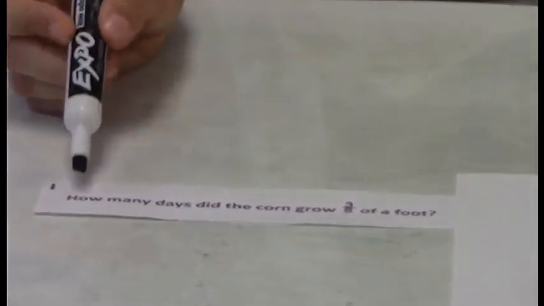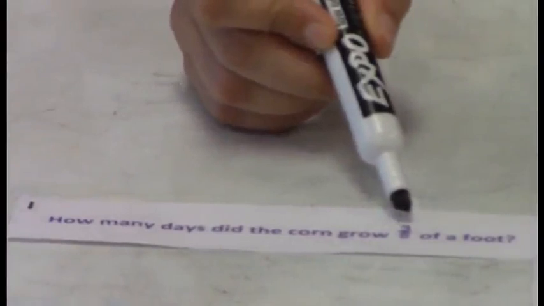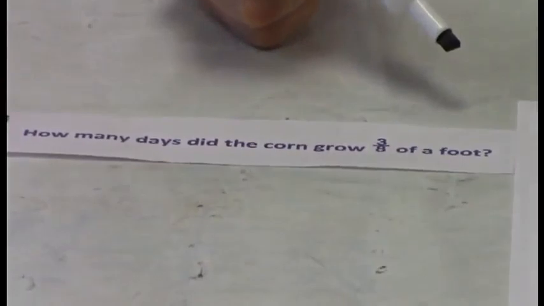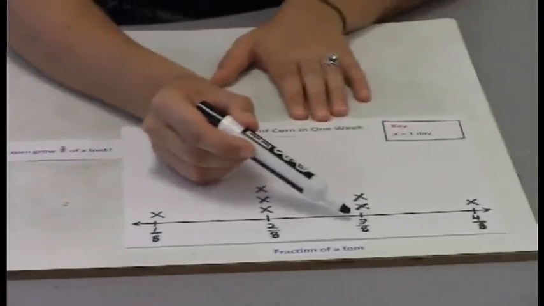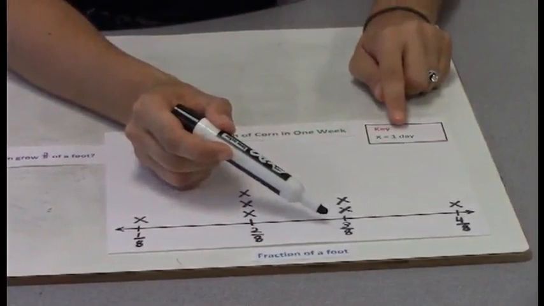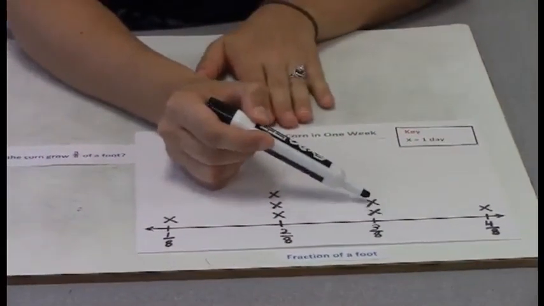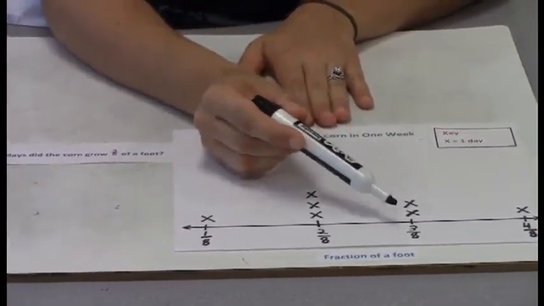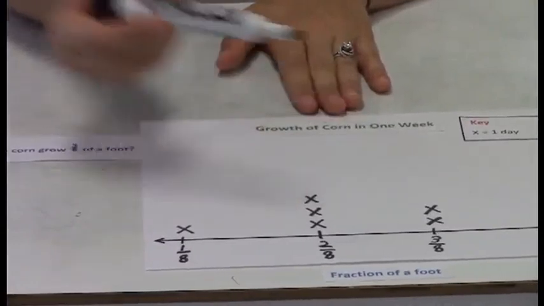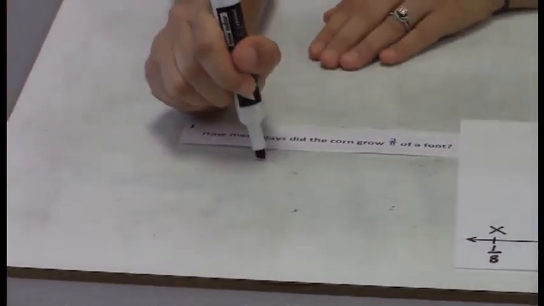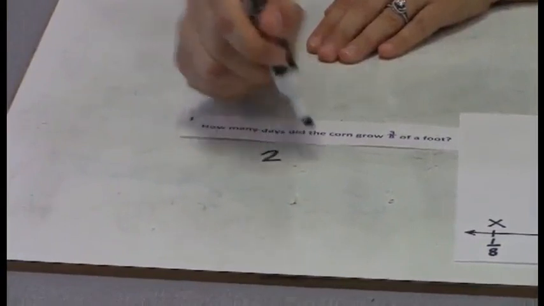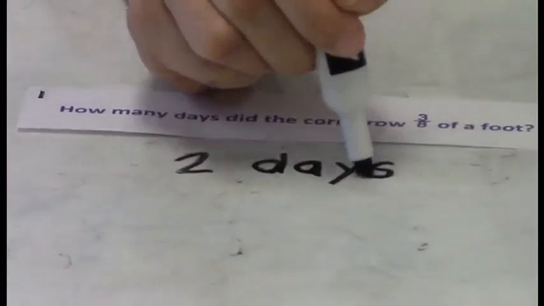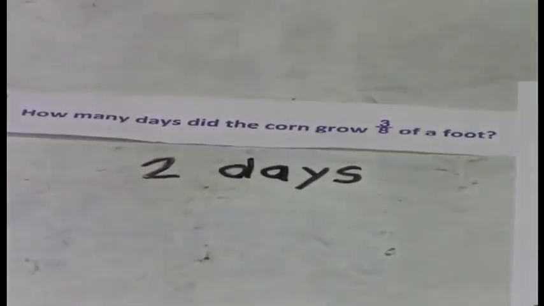My first question says, how many days did the corn grow 3/8 of a foot? To answer this question, first I'll find 3/8 of a foot on my line plot. Looking at the key, I know that each X equals 1 day. There are 2 X's above 3/8. So I know that on 2 days, the corn grew 3/8 of a foot. So my answer to this question would be 2 days. Let's take a look at another question.